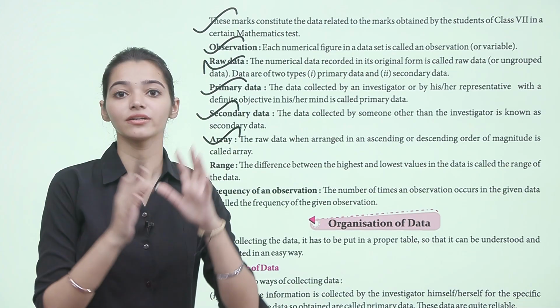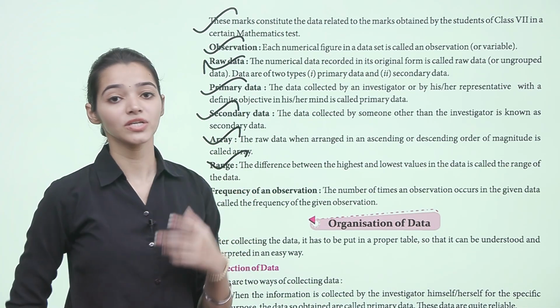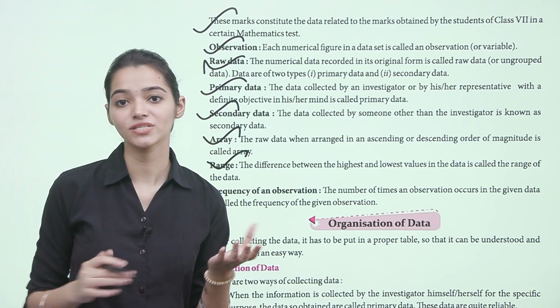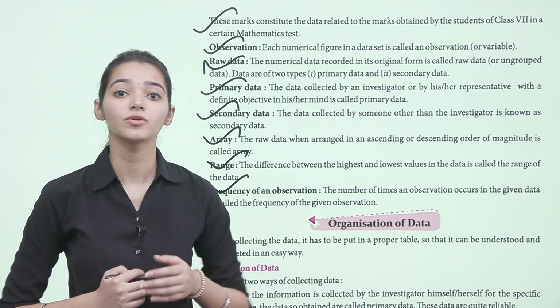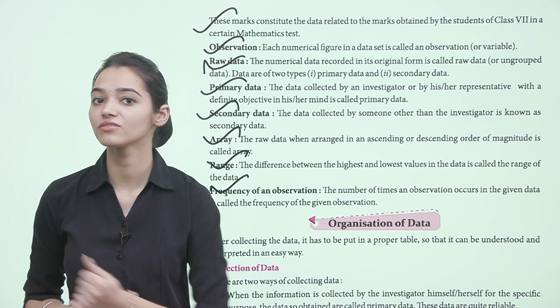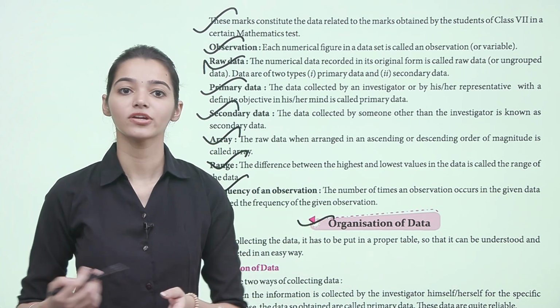Array is the raw data that are arranged in ascending or descending order of magnitude. Range is the difference between the highest and the lowest values in the data. Frequency is the number of times an observation occurs in the given data, is our what? Frequency. Now let's start with our organization of data.